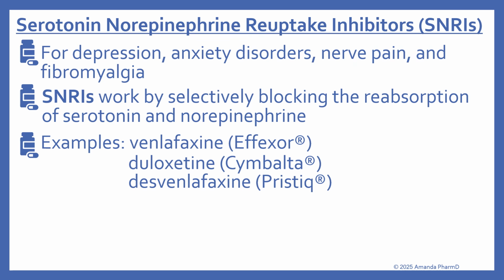Next are the SNRIs. These are the serotonin norepinephrine reuptake inhibitors. These are for depression, anxiety disorders, nerve pain, and fibromyalgia. So the SNRIs work by selectively blocking the reabsorption of serotonin and norepinephrine. Some examples include venlafaxine, brand name is Effexor, duloxetine, brand name is Cymbalta, and desvenlafaxine, which is Pristiq.